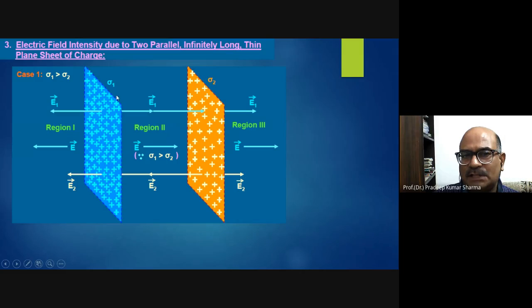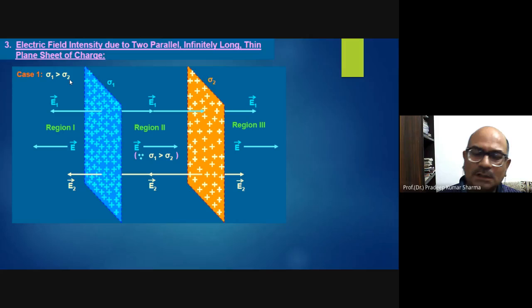So the first case, suppose in this blue sheet, the plus charge is there. In this orange sheet, there is again a charge there, but these are having different charge densities. The charge distribution on both the sides are different. So there are three regions, region 1, region 2 and region 3. And when these are different, the first case is when the charge distribution on the first is greater than the charge distribution on the second. Sigma 1 is greater than sigma 2.